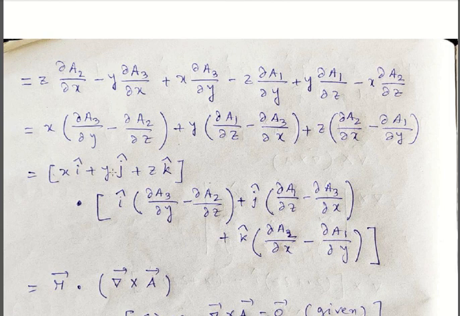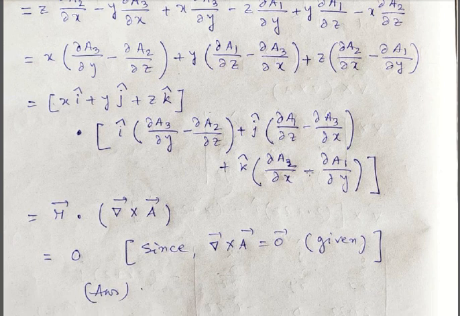Similarly, y into this, j dot i is 0, so we are not getting this one. Only y, since j dot j is 1. So y into this one. So we can write this second step like this.